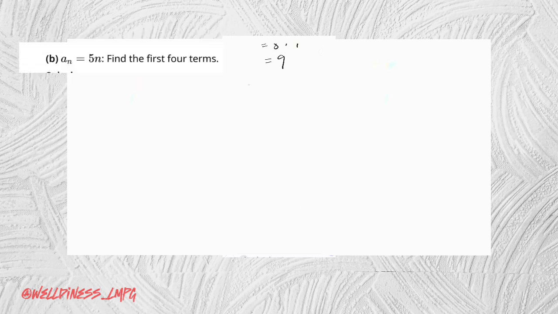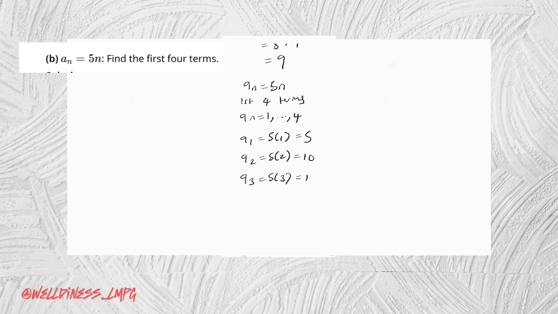Now, the next question is an is equal to 5n. Find the first four terms. This is actually very easy. All you have to do, as usual, is just slot in the first four numbers into your n, which is 1, 2, 3, and 4. So for the first one, a1 is equal to 5 times 1, which is 5. For a2, we will have 5 times 2, which is 10. For a3 we will have 5 times 3, which will give you 15, and for a4 we have 5 times 4, which will give you 20.